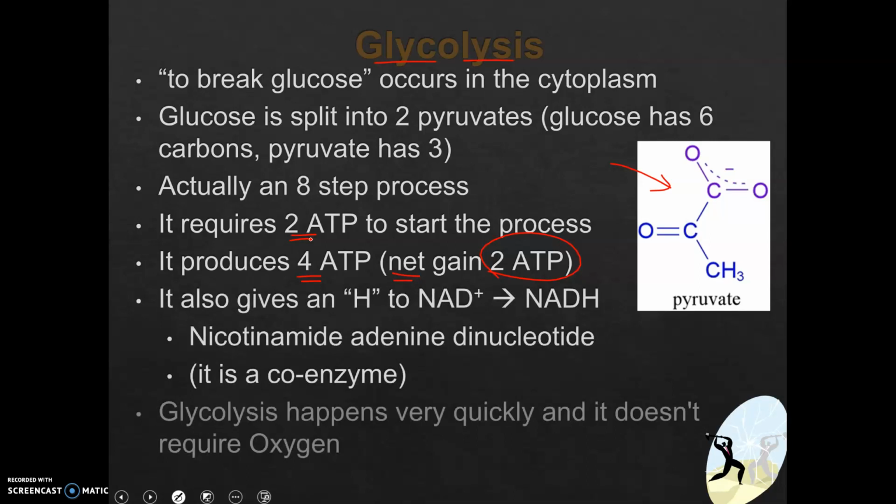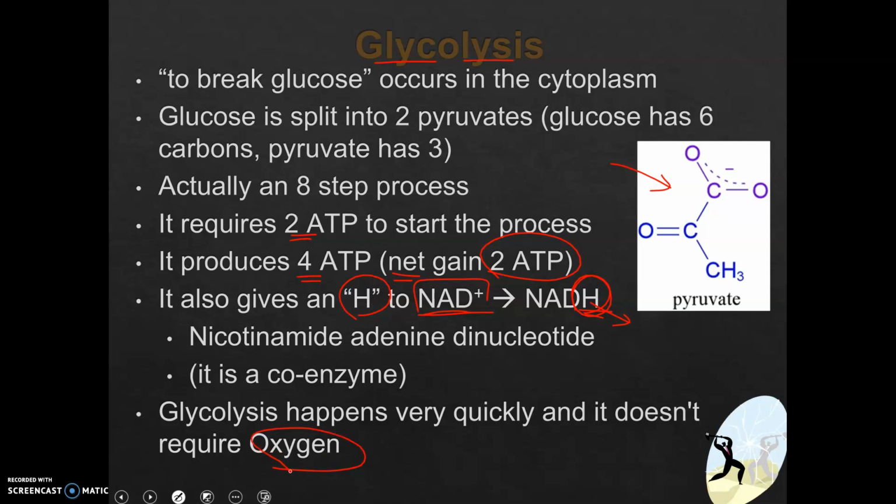Now, it also makes this coenzyme I mentioned. This is called NAD. It stands for nicotinamide adenine dinucleotide, but it's a coenzyme, meaning it helps enzymes. And all you really need to know is that when it picks up this hydrogen, it's going to be able to carry this to another location to later on generate more ATP. So in the beginning of glycolysis, it looks like this, NAD+, and then it picks up hydrogen and becomes NADH.